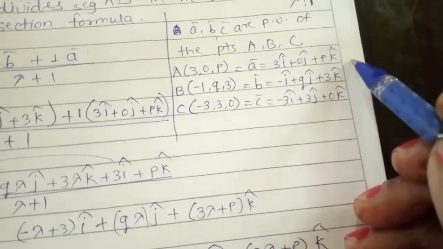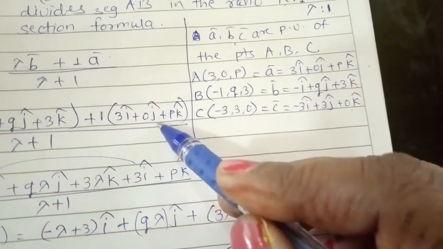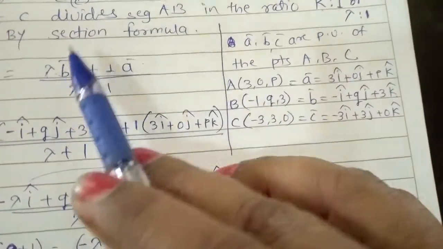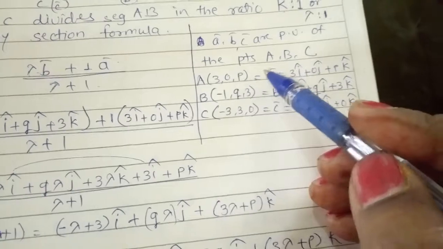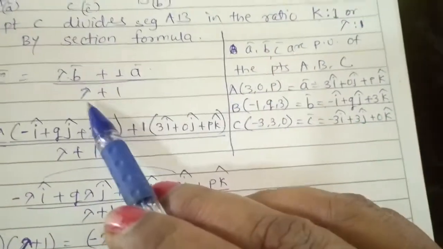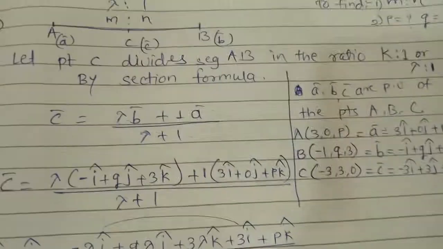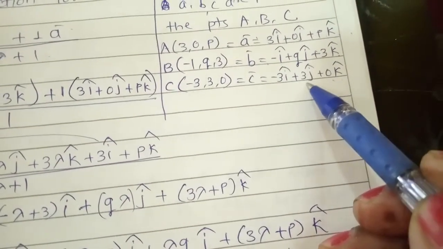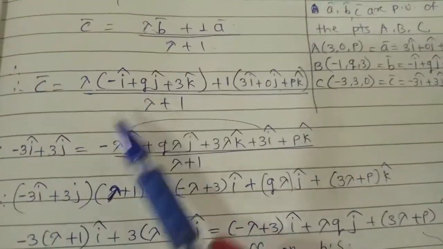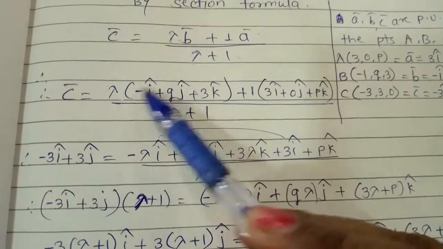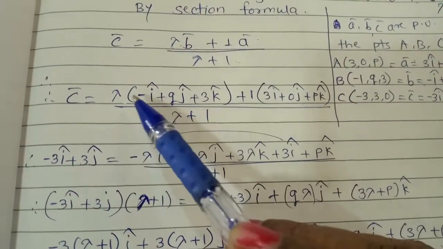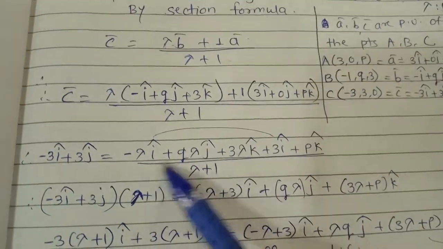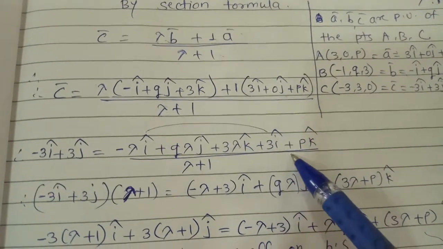A bar is 3 i cap plus 0 j cap plus P k cap. I am putting these values of B bar and A bar from here, and upon λ plus 1 as it is. After that I am going to put down the value of C bar also. C bar is minus 3 i cap plus 3 j cap, and there is no need to write 0 k cap. Here I am going to multiply with λ. Every term of B bar is multiplied by λ, and the A bar term is as it is.